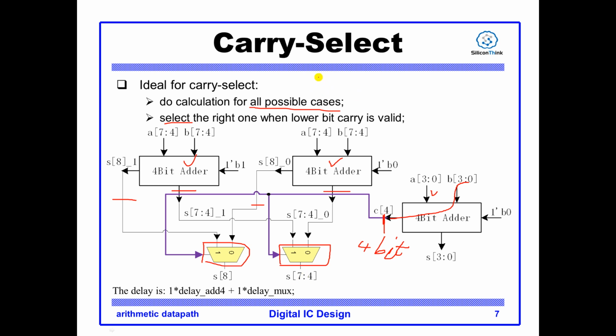Now you decrease the delay from 8 levels of 1-bit adders to 4, and then plus a small delay of the mux. This is really a big advance, a big improvement.